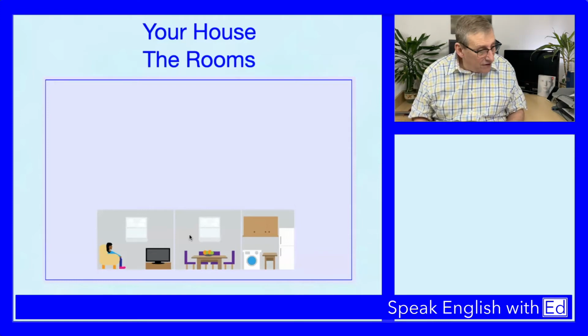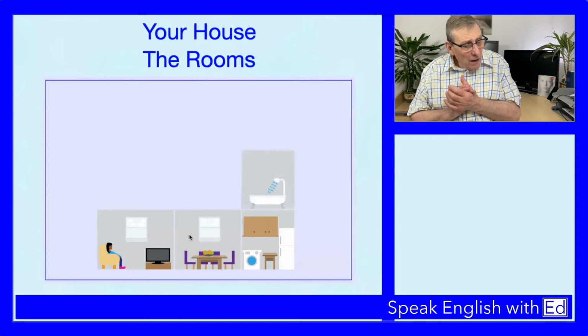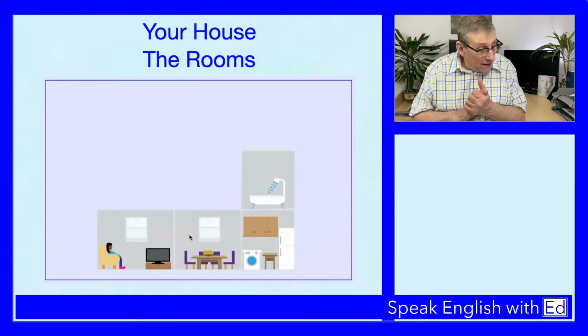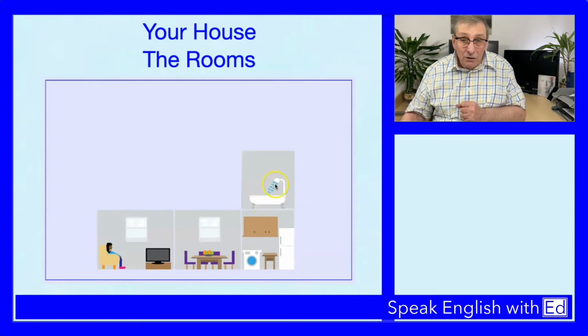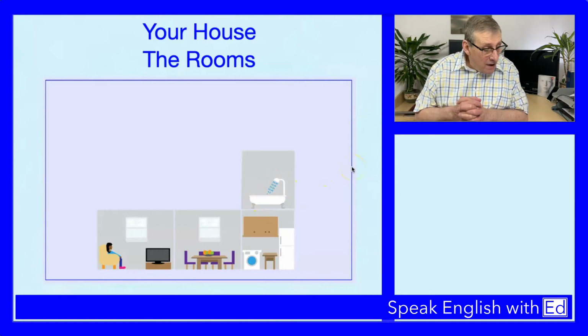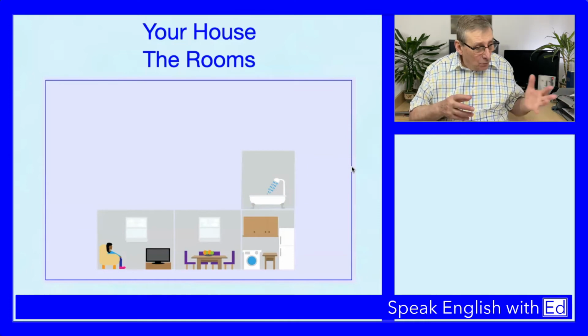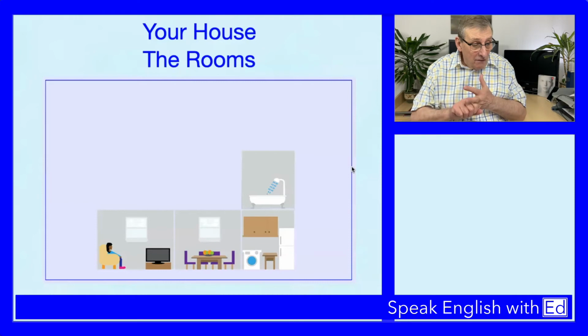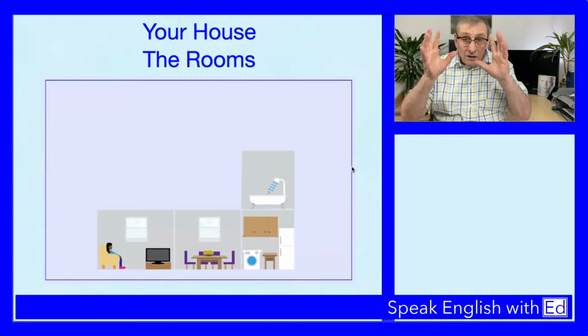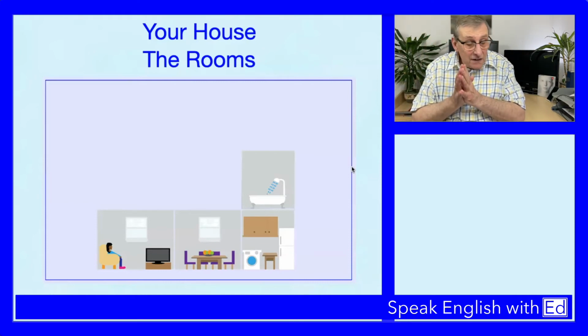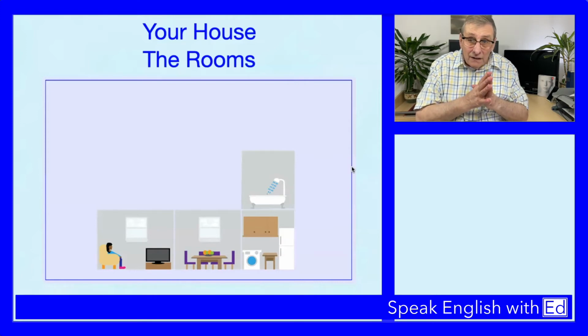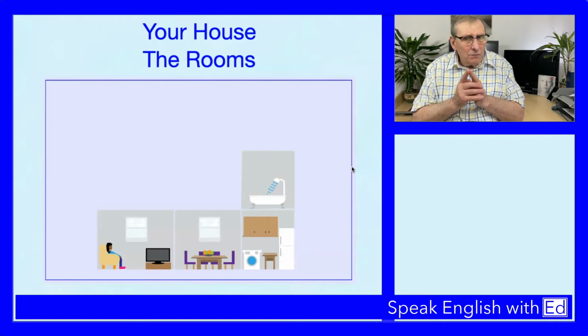So, next up, this one's pretty obvious. It's a bathroom. And in this particular one, there's a bath and a shower. And you may have a wash basin in there. You may have a wall cupboard for your toothbrush and things like this. You may have a toilet in there. The toilet may be in there. But not always. Sometimes there's no toilet in a bathroom.